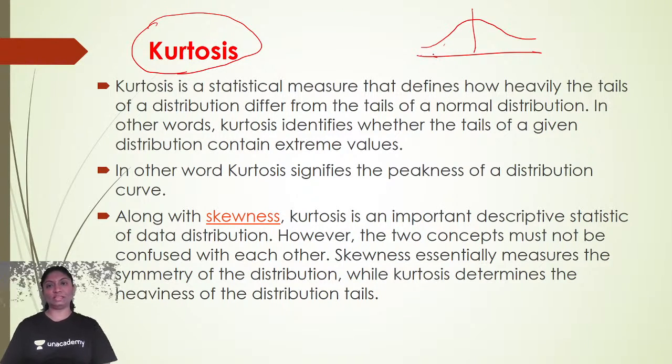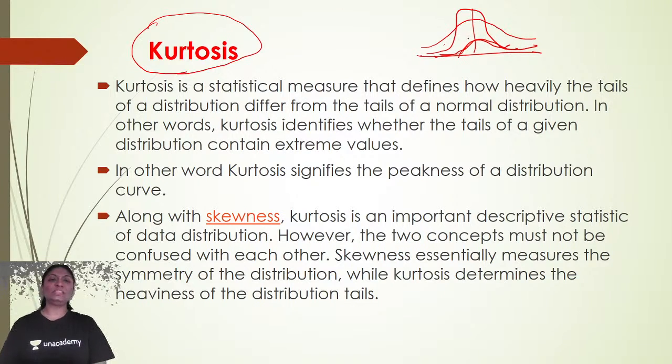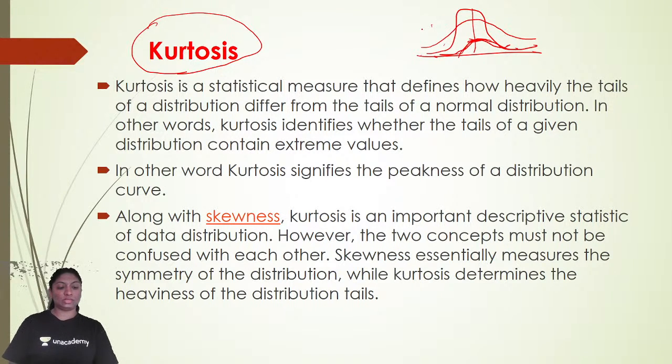Sometimes the tails look like this or like this. So kurtosis tells how it differs, or it means kurtosis tells the thickness or flatness of the curves. In short, kurtosis signifies the thickness or flatness of a distribution. What does skewness tell us? Skewness tells us the lack of symmetry, and kurtosis tells us the flatness or thickness of a distribution.